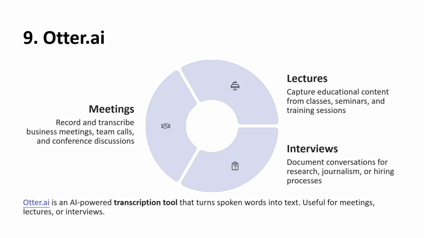Ninth one is Otter.ai. It is used in meetings to record and transcribe business meetings, team calls, and conference discussions. It is used in lectures to capture educational content from classes, seminars, and training sessions. It is used in interviews to document conversations for research, journalism, or hiring processes. Otter.ai is an AI powered transcription tool that turns spoken words into text. It is useful for meetings, lectures, or interviews.